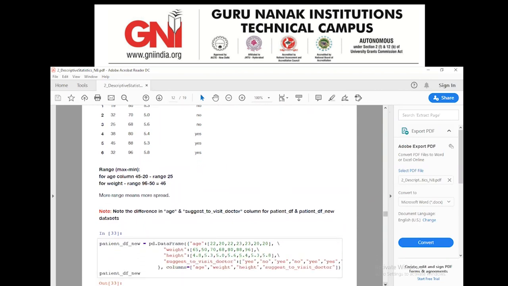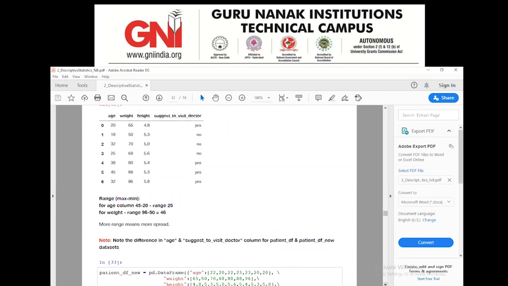Here one note is given. Note the difference in age and the suggested to visit doctor column. The doctor column is given here, visited. So it depends on the range, and the patient's new data set.